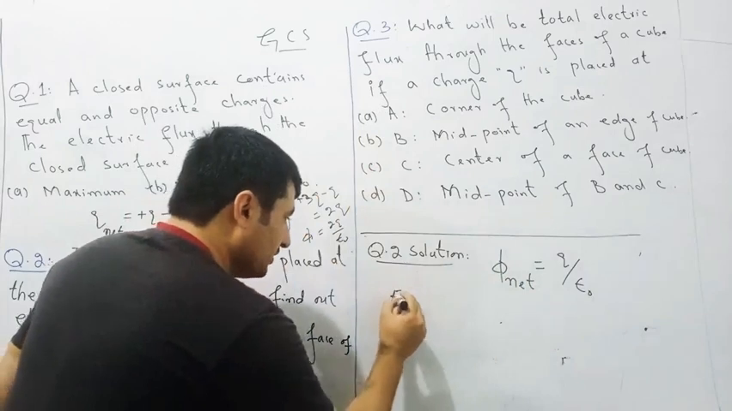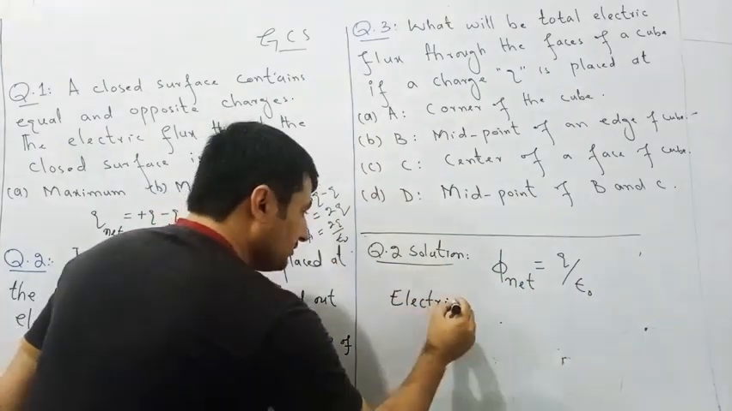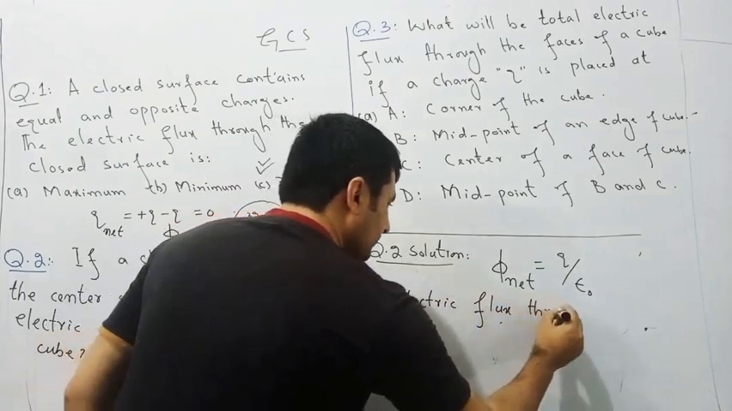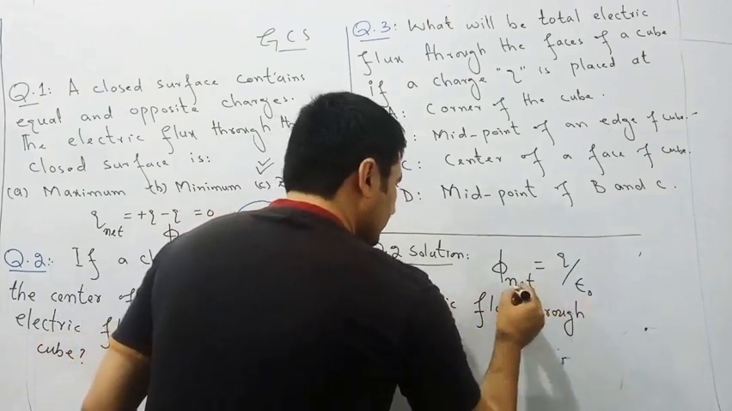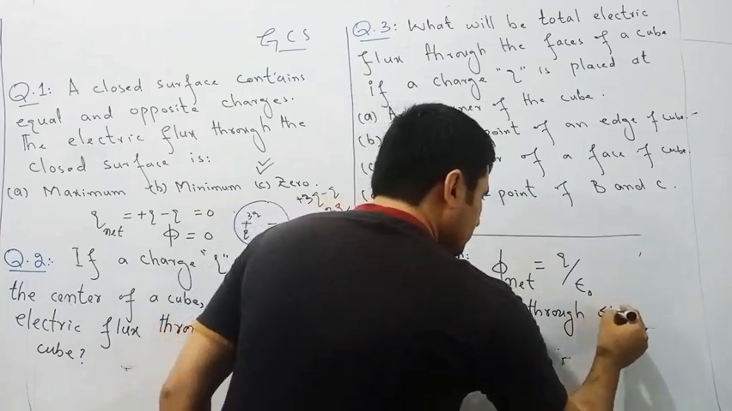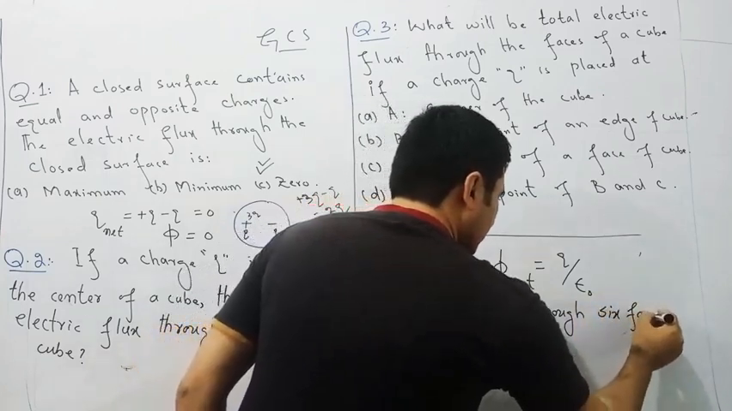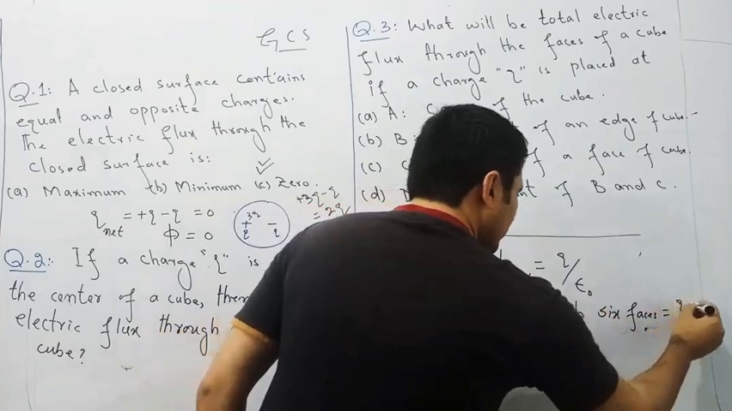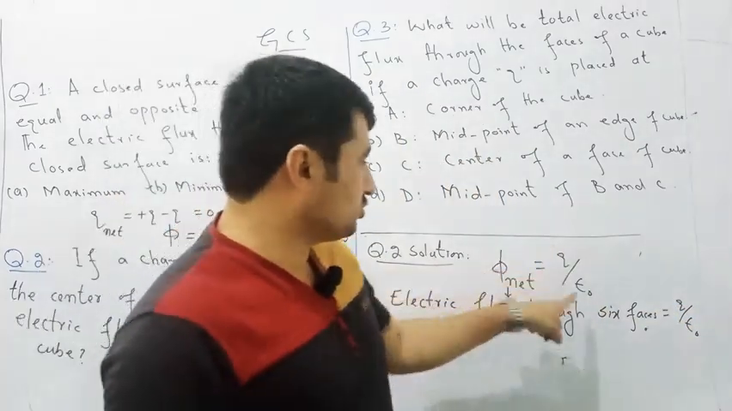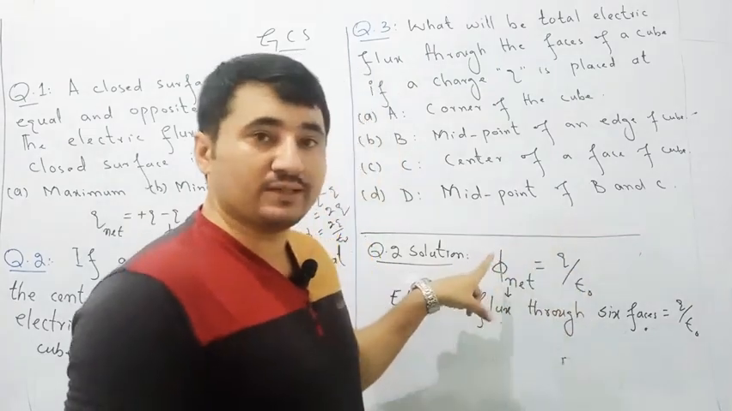So here in this case you have a total of 6 faces. The net electric flux through the 6 faces is equal to Q by epsilon naught. This is the total electric flux given by Gauss's law.